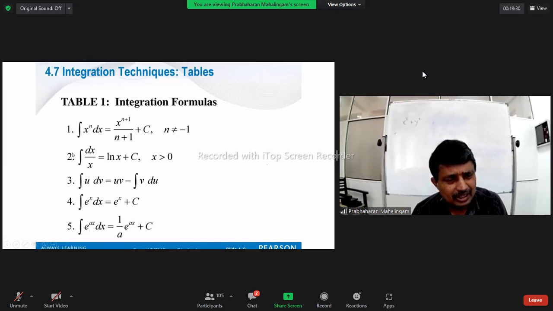So here, what is the solution for 1 over x? 1 over x means dx over x.